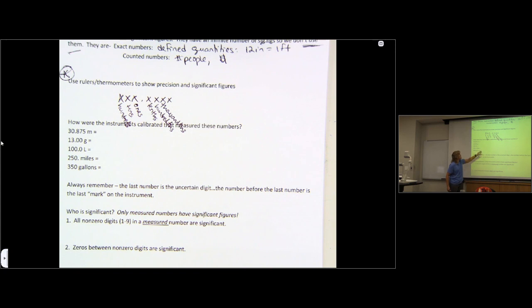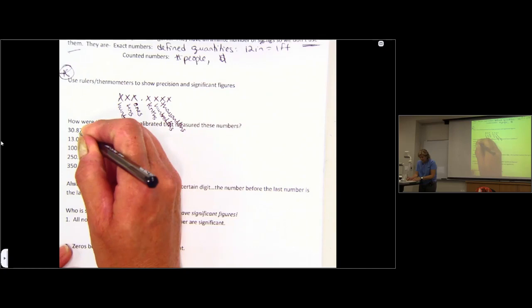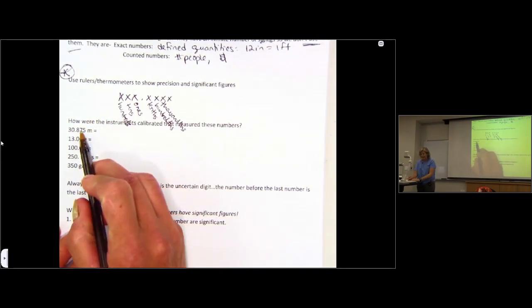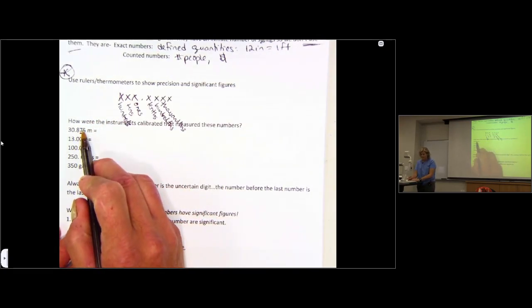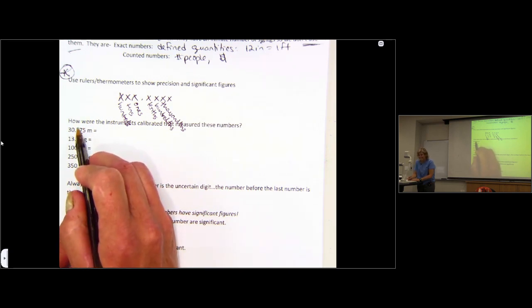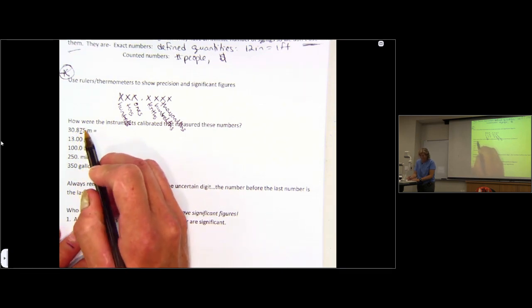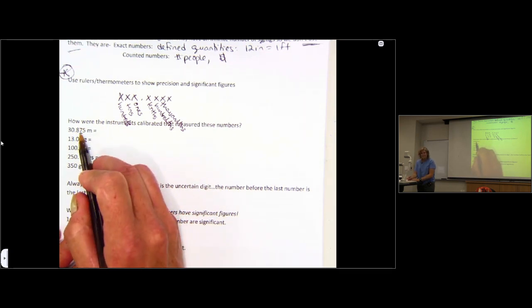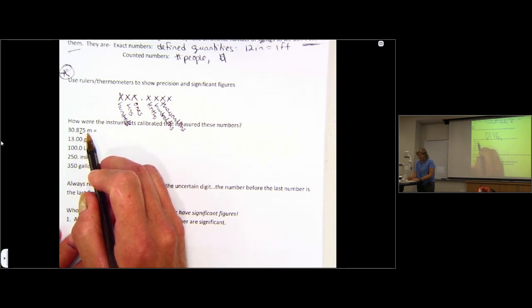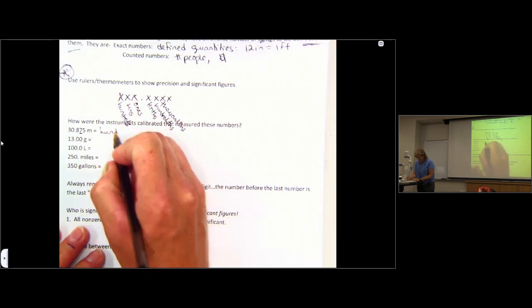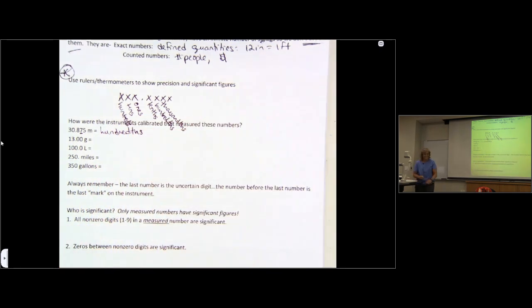You with me? So this is the last certain digit. That's the last certain digit, which means how is this instrument calibrated? Hundredths. This one's calibrated in hundredths. This is the tenths. This is the hundredths. This is the thousandths. So it's calibrated in the hundredths, and you guessed at the thousandths. Thank you. All right. That's why you're in this class.